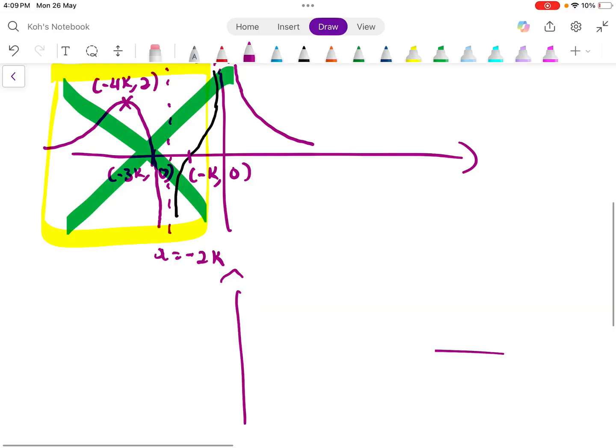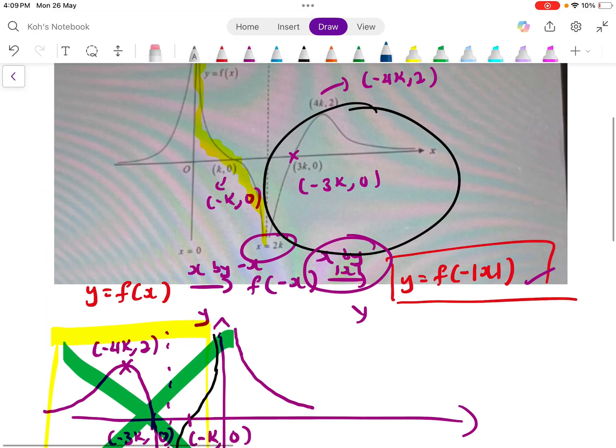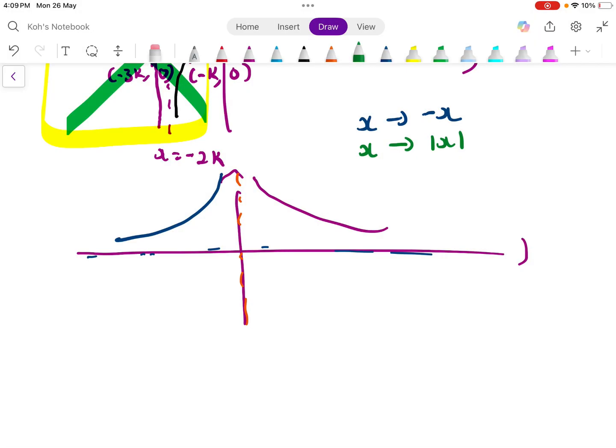For example, this is this part. Of course, not to forget our x equal to 0 asymptote and y equal to 0 asymptote. So I reflect like this. This will be the final graph. So that's all we need to do. The series of transformation for this will be replace x by negative x first, and then after that, replace your x by mod x. So this will be the final answer. So yeah, that's all.